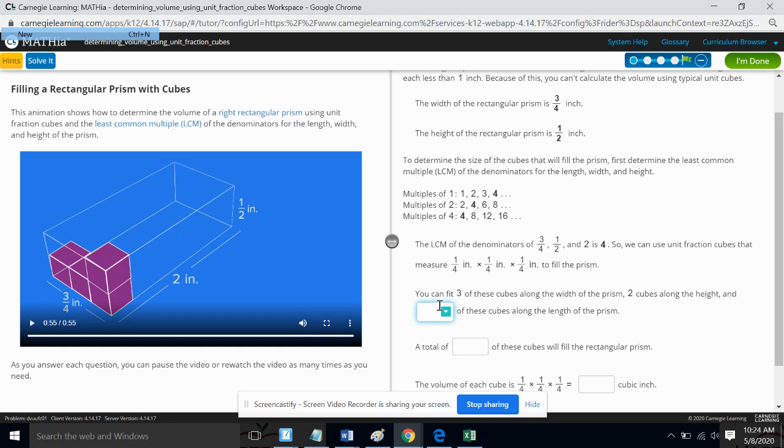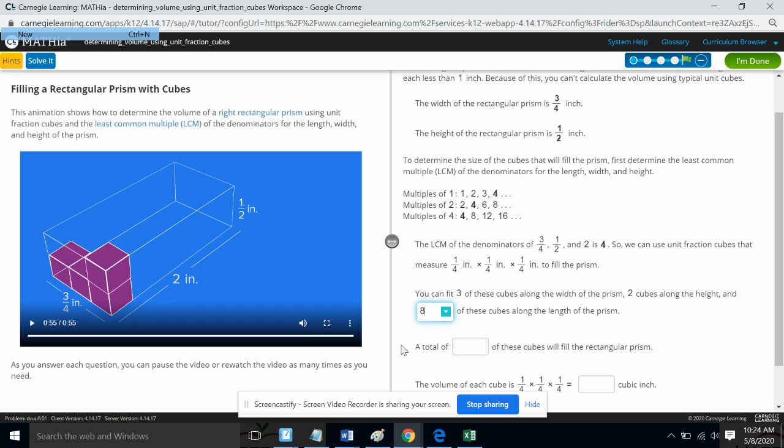All right. So we can fit 3 cubes along the width right here, 1, 2, 3. We can fit 2 cubes along the height, 1, 2. But the question is, how many cubes can we fit along the length? So if we know that 4 of these cubes would make 1 inch or half of this length, then 8 would make the full length of this shape. So I'm going to put 8 in there.